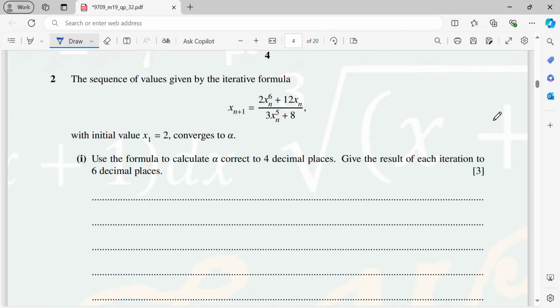Okay, question number 2. The sequence of values given by the iterative formula with initial value x1 equals 2 converges to alpha. Use the formula to calculate alpha, correct to 4 decimal places. Give the results of each iteration to 6 decimal places. And now the initial value x1 is given. So I will rewrite the question, the formula.